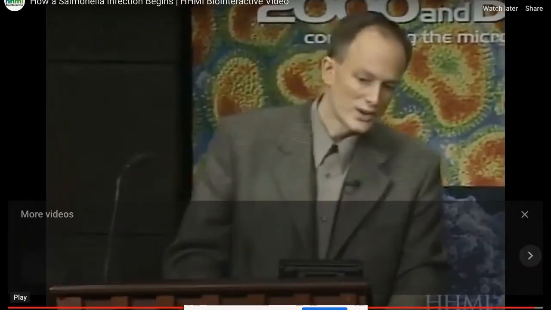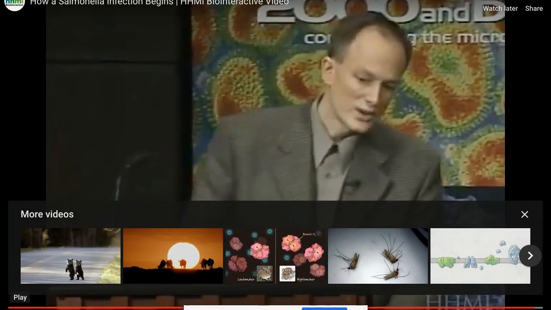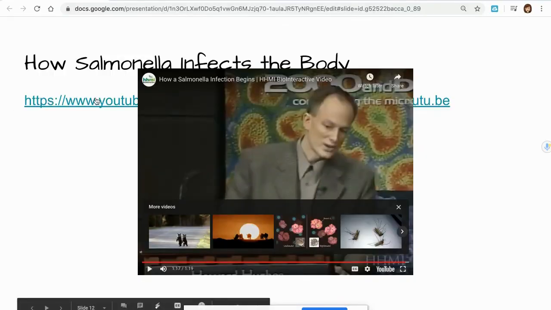Okay, so that's an example of how a cell could harbor this bacteria. The bacteria can grow inside of the cell, and most likely he is suggesting that the cell will burst as a result of this infection, and that could lead to some tissue damage for the infected person.